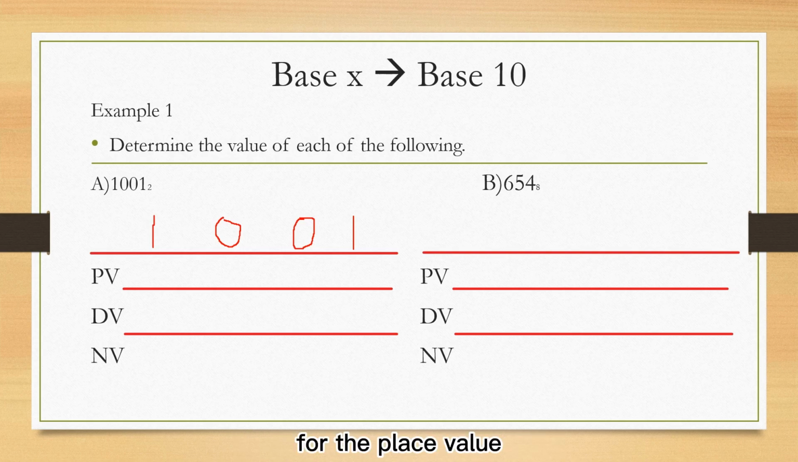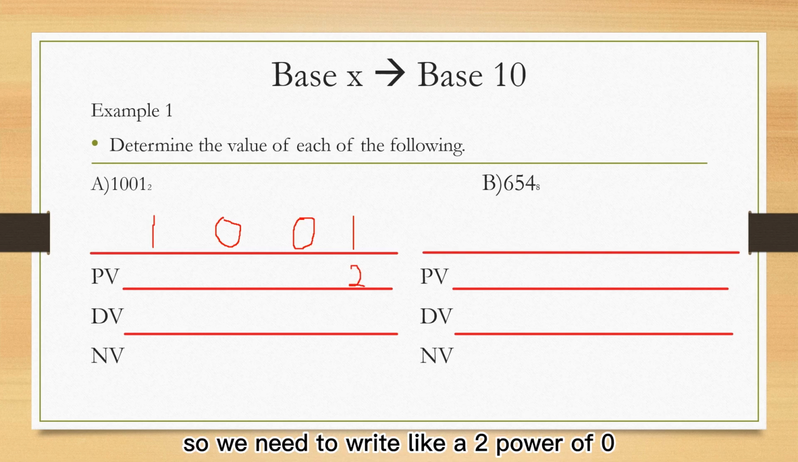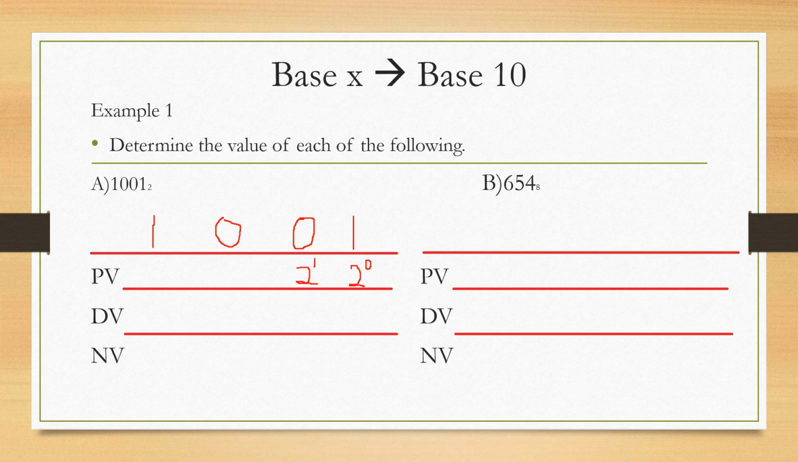Okay, first, the place value. Since this is base 2, we need to write 2 power of 0 for the first place. For this one, the place value is 2 power of 1. For this one, 2 power of 2. And the last, the place value is 2 power of 3.